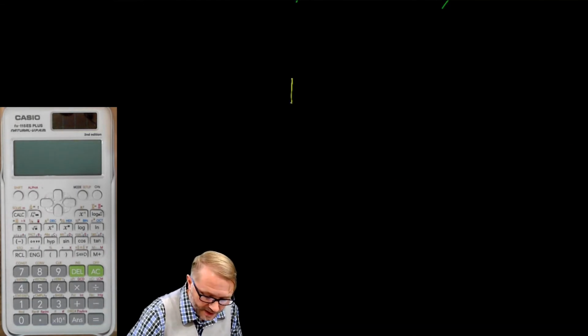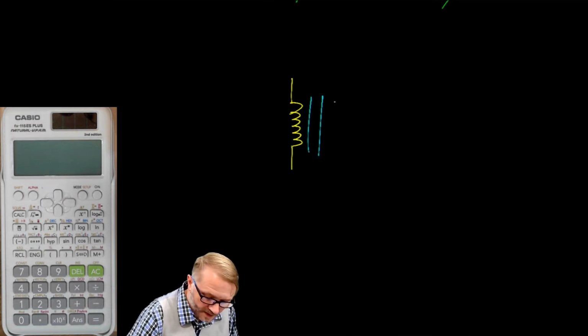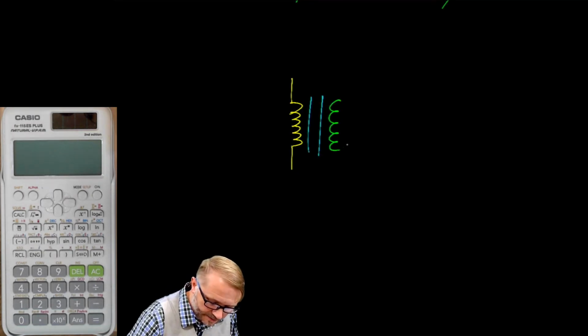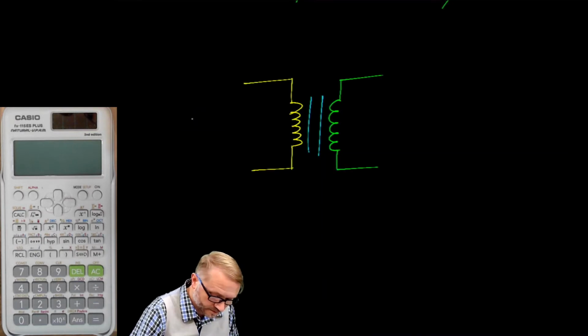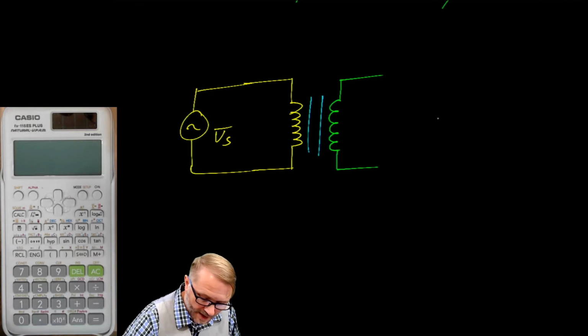Schematically, it looks something like this. We have our primary winding, we have the core, and then our secondary winding. There's our source and our load.